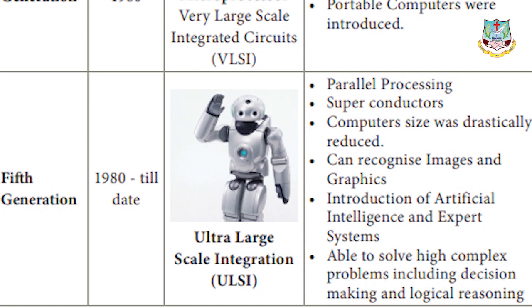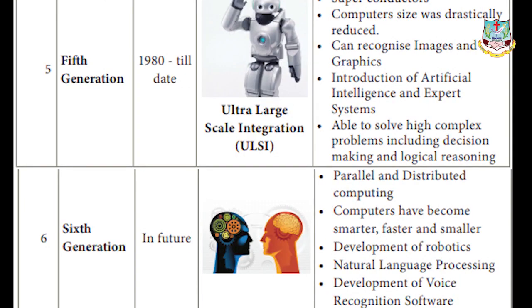Okay, and then comes the sixth generation. Sixth generation means it is the computers which will be used in future. Here the man will be able to communicate with robotics, and the robotics, with the help of artificial intelligence, or the robots, will be able to communicate with man, right? This is the sixth generation. Here parallel and distributed computing are done.